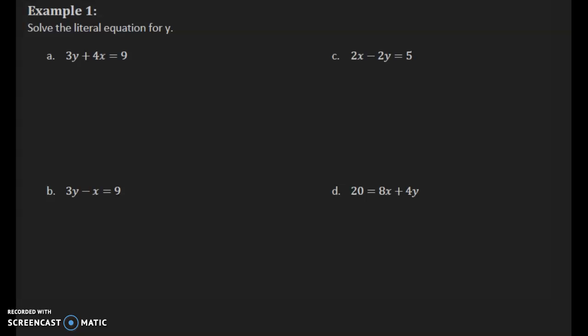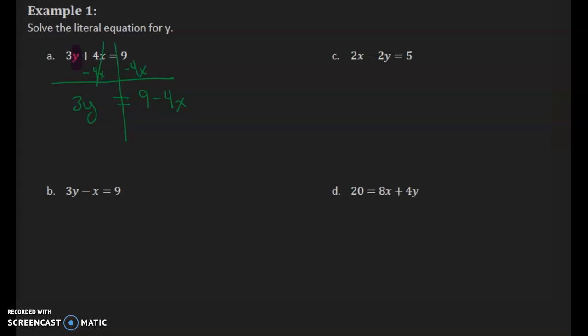I recommend using a highlighter and highlighting the variable you're looking for. So in our case, we're looking for y, so I'm going to highlight that one. Now, we just want to rearrange this equation by getting everything away from the y, isolating the y. So first, we want to move the 4x. It is plus 4x, so we're going to subtract 4x. Now, 9 minus 4x, those are not like terms, so I can't just combine them. I just have to write 9 minus 4x.